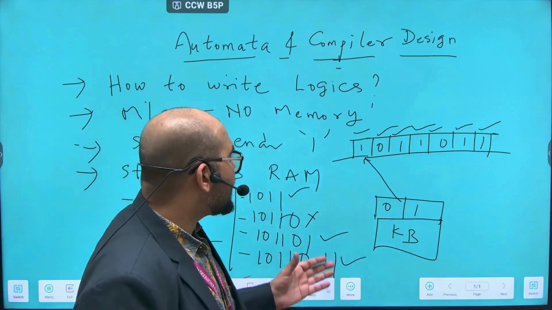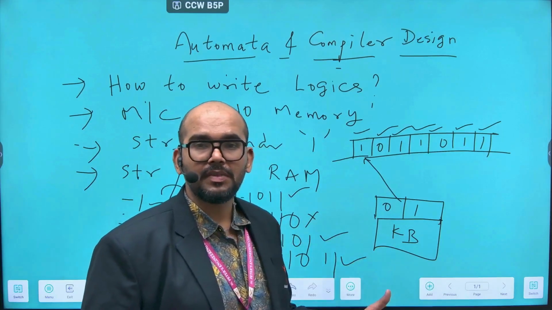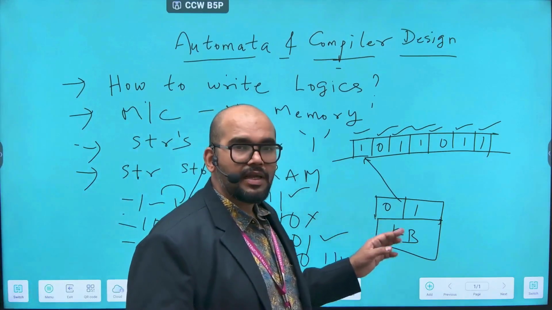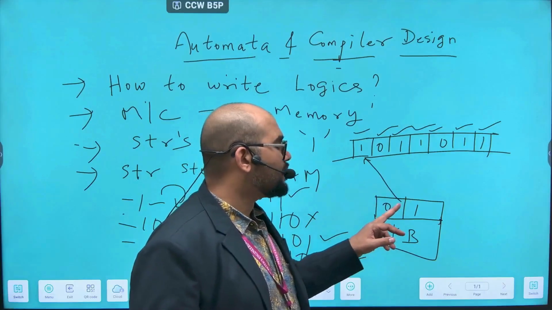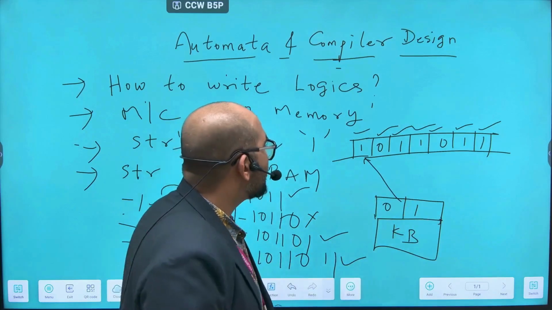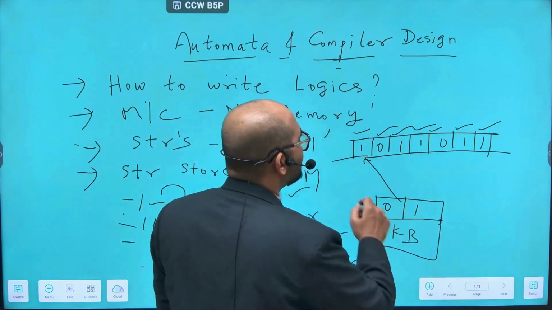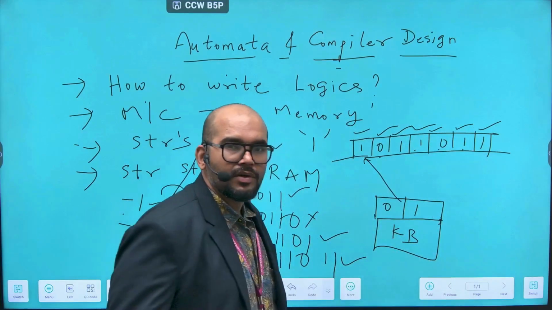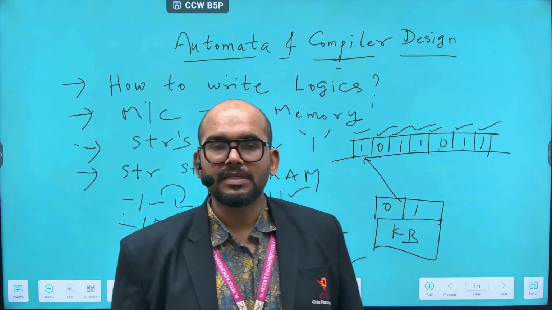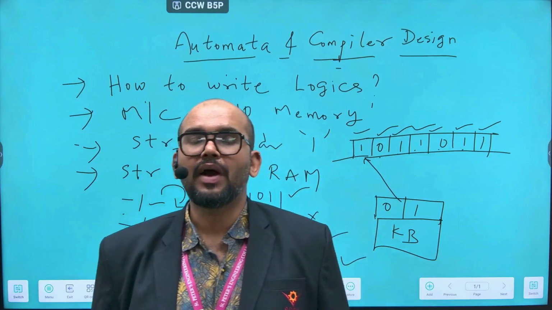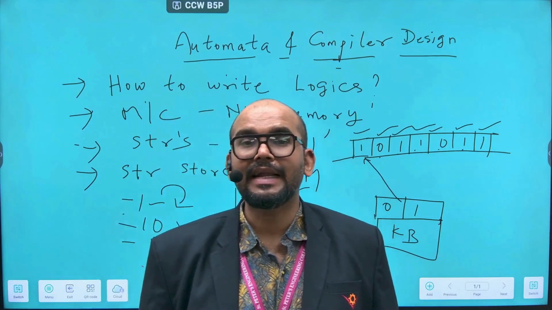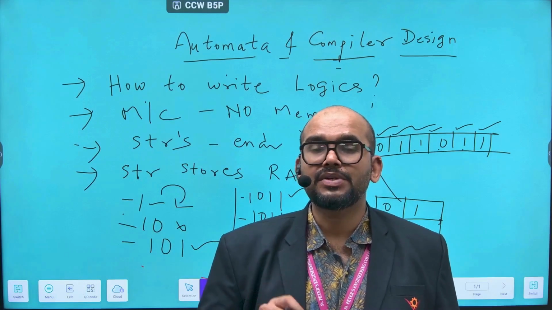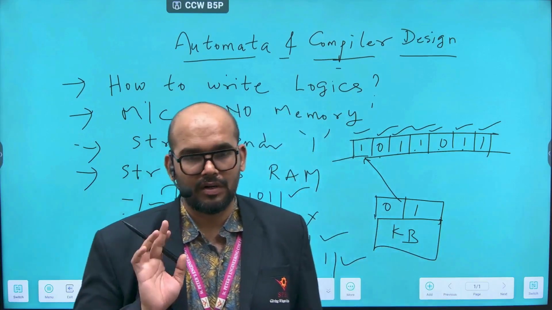Let us assume that we have a binary keyboard which has only 2 buttons, one is 0 and the other one is 1. It gives us an input string like this: 1 0 1 1 0 1 1. Now the logic or constraint is that we need to identify whether the given string ends with 1 or not.